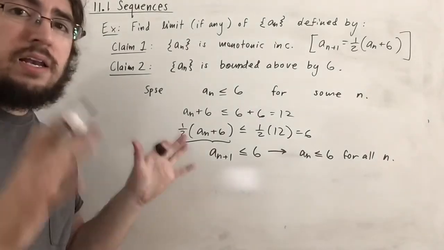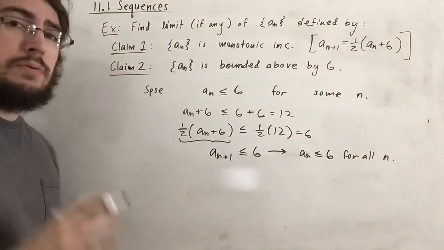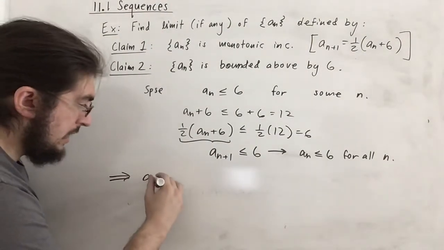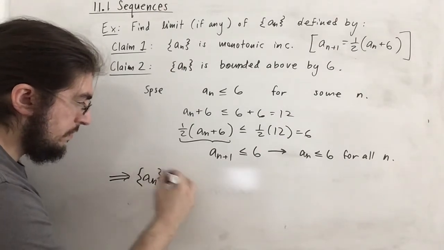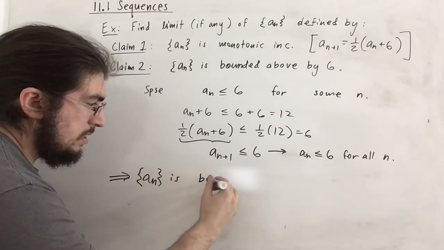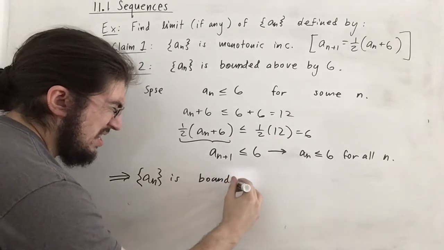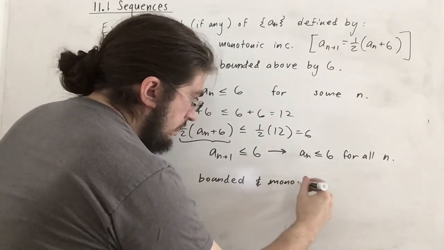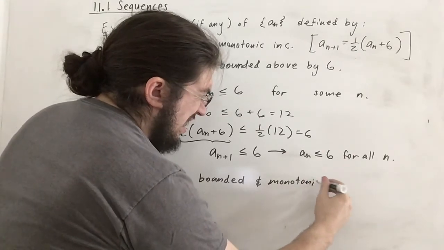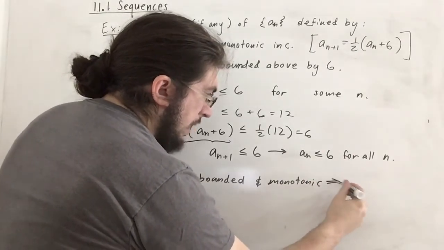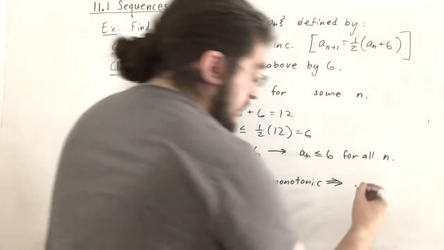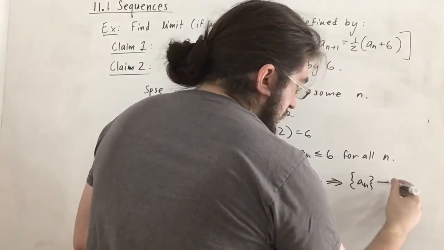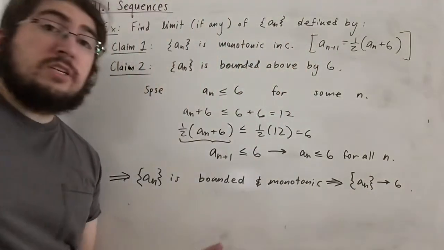So now, finally, our two claims imply what? Well, they imply that a sub n, the sequence, is bounded and monotonic. So this implies what? That the sequence is convergent. And it converges to 6 actually.